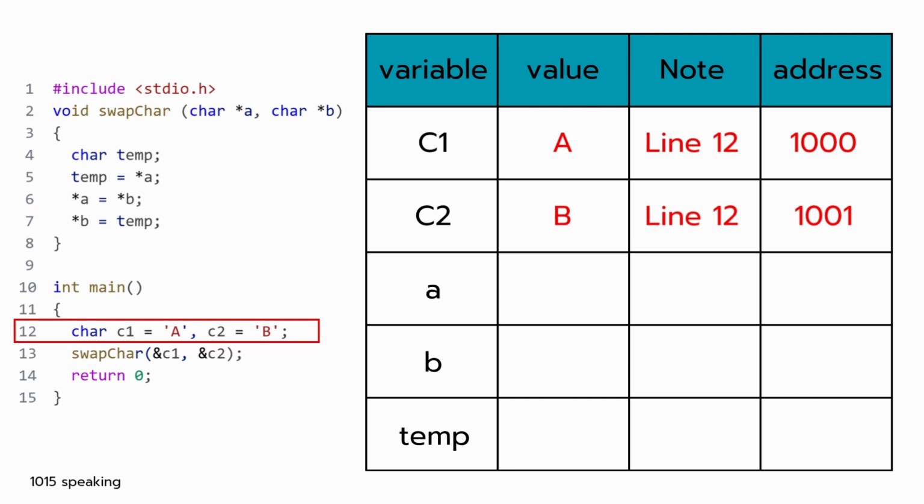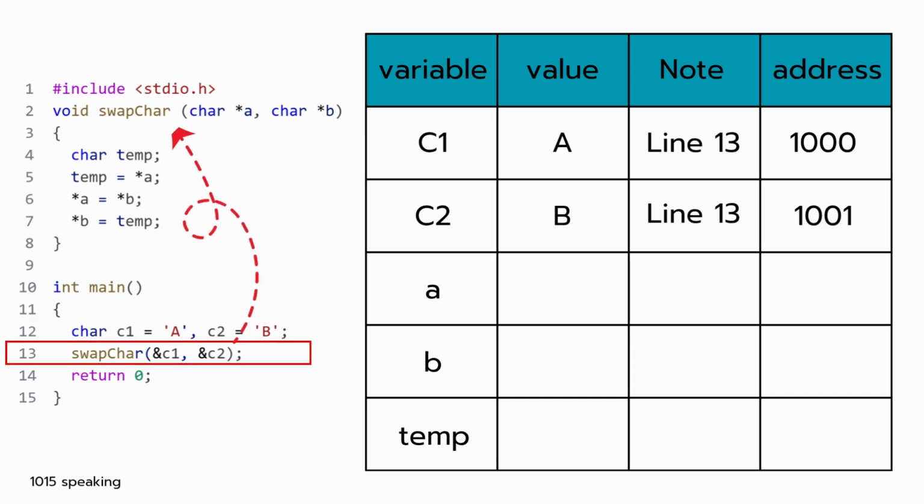Next, at line 13, we call the function swapchar(&c1, &c2). Notice that we are not passing the values A and B. We are passing the addresses using the ampersand operator. That means inside the function, a will point to the address of c1 and b will point to the address of c2. So now, the function can directly modify the original variables in memory. This concept is called passing by reference.